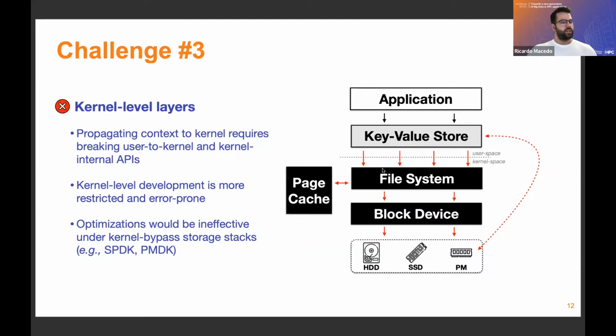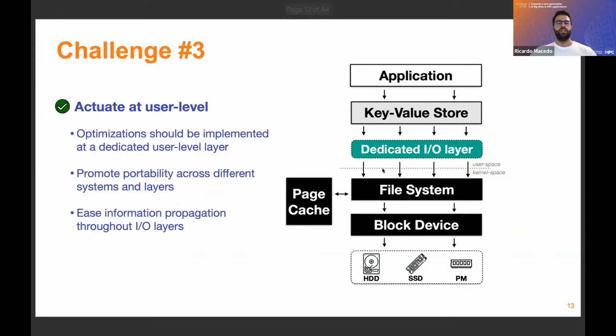And the other problem is that, when we consider modern storage stacks made of NVMe and persistent memory devices, together with the SPDK and PMDK toolkits that allow us to implement storage services in user space that completely bypass the file system, block device, and page cache levels, these optimizations would now be ineffective, okay? So one way to address this is that the dedicated layer should then actuate at the user level. So optimizations should be implemented at user level, and this also promotes portability across different systems and layers, okay? And not only that, but it also eases the information propagation throughout the different I/O layers, okay?